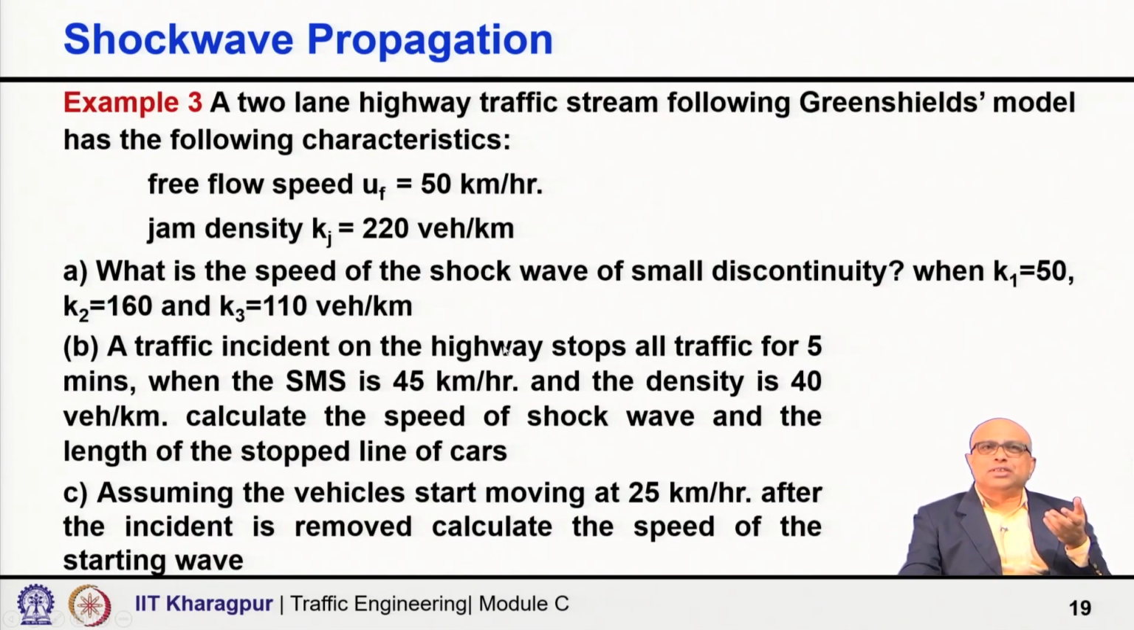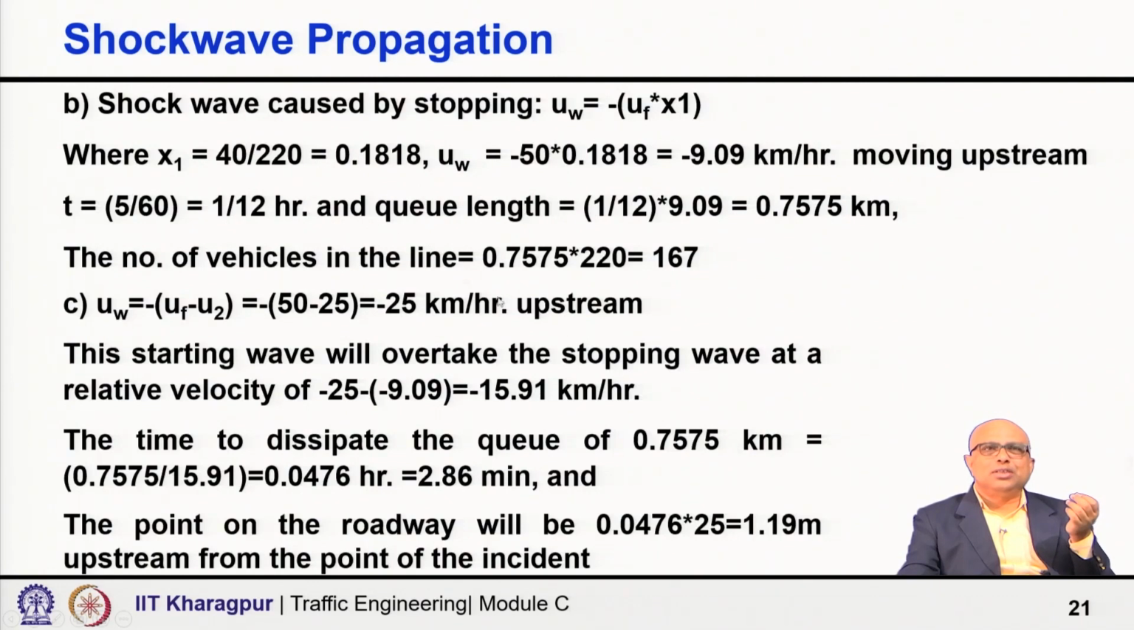Part 2. A traffic incident on a highway, carefully observe, a traffic incident on the highway stops all traffic for 5 minutes. For 5 minutes all traffic is stopped, which means speed will be 0, density will be jam density. Then when the speed is 45 kilometer per hour and the density is 40 vehicles per kilometer, that means earlier, before stopping, it was the case. Calculate the speed of the shock wave and the length of the stopped line of cars. How can we calculate? Easily.